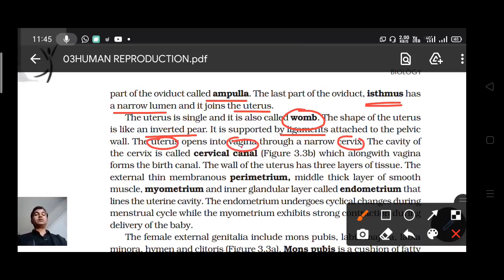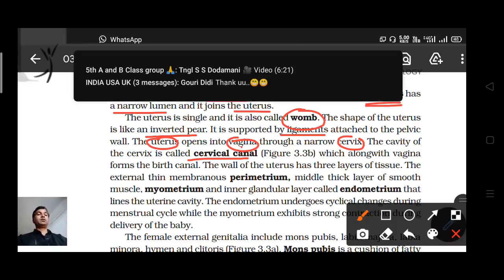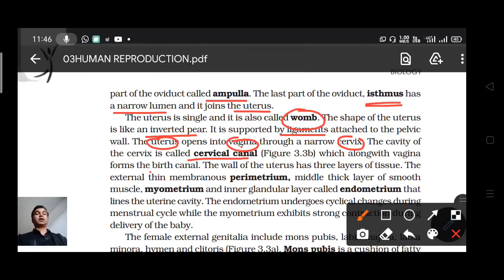Yes. The cavity of the cervix is called the cervical canal, which makes the connection between the uterine cavity and the vagina, clear? Along with the vagina it forms the birth canal. Yes, this is the main part. The cervix, cervical canal and the vagina are collectively called the birth canal, through which the baby will come outside.